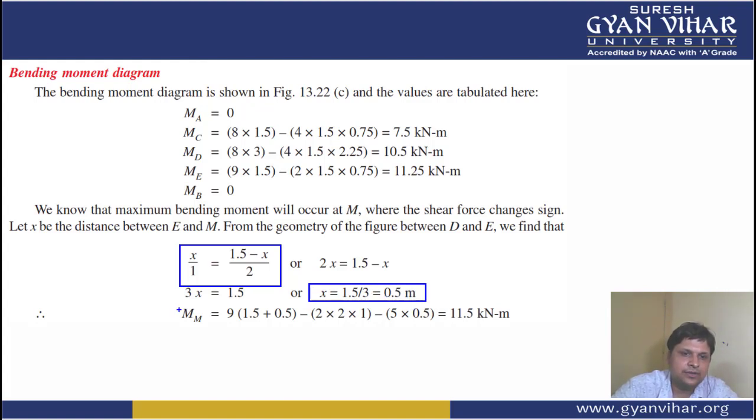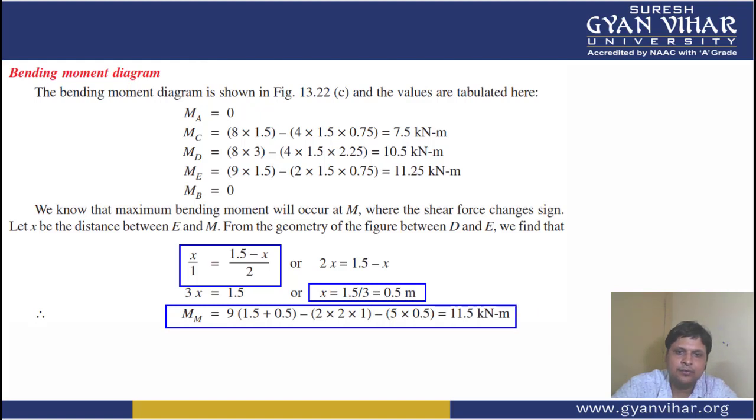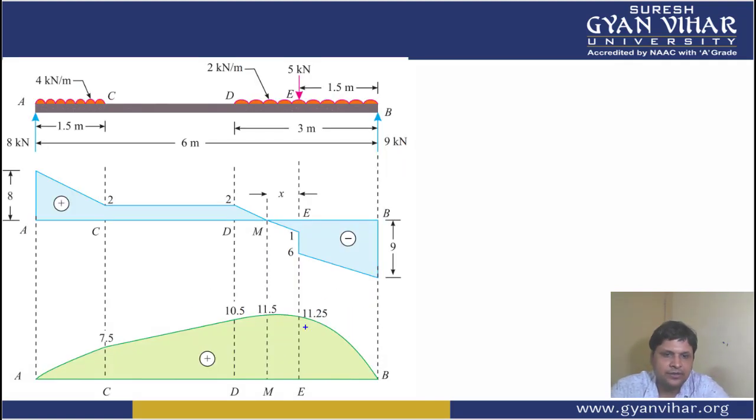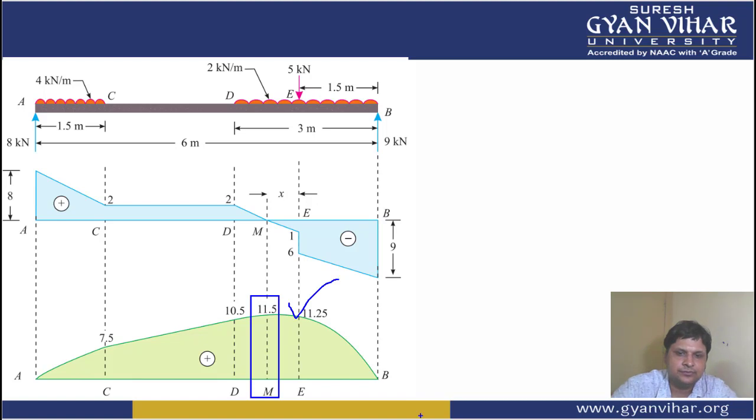At this particular location we have found the value of bending moment, and it is equal to 11.5. So at this point the maximum value of bending moment is 11.5. So this is the solution. I hope you have understood this numerical. Now let's solve some multiple choice questions, students.